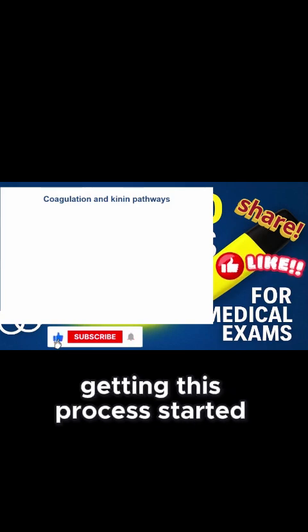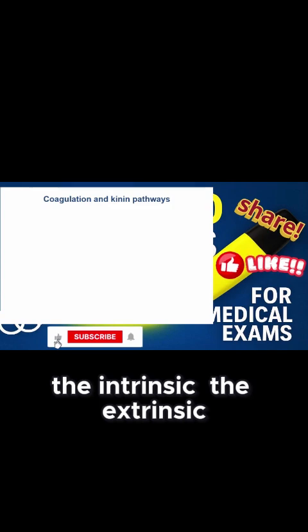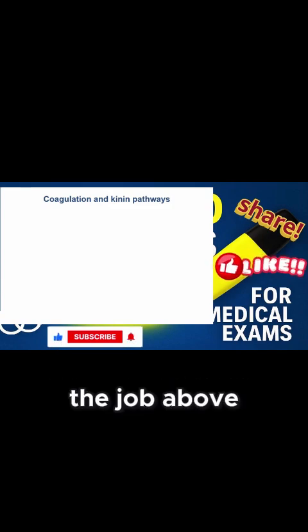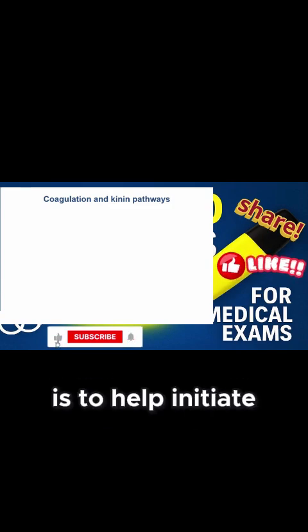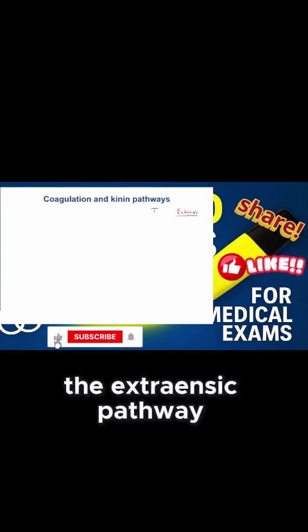So getting this process started, there are three major components of the coagulation cascade, and they include the intrinsic, the extrinsic, and the common pathway. The job of both the extrinsic and the intrinsic pathway is to help initiate and maintain coagulation. So they both have the same goal, and we're going to start with the extrinsic pathway.